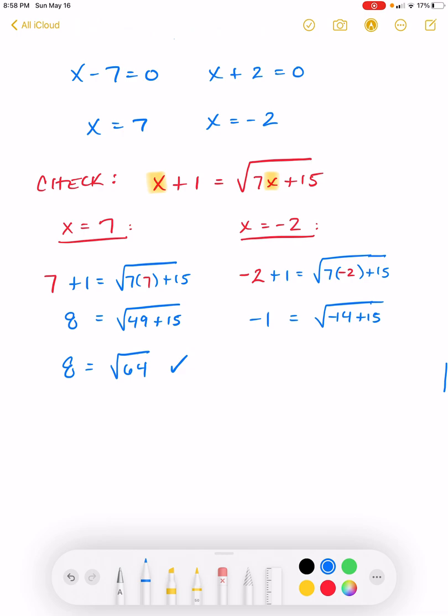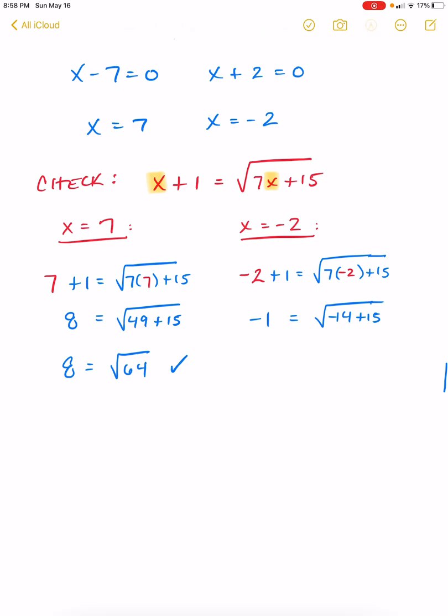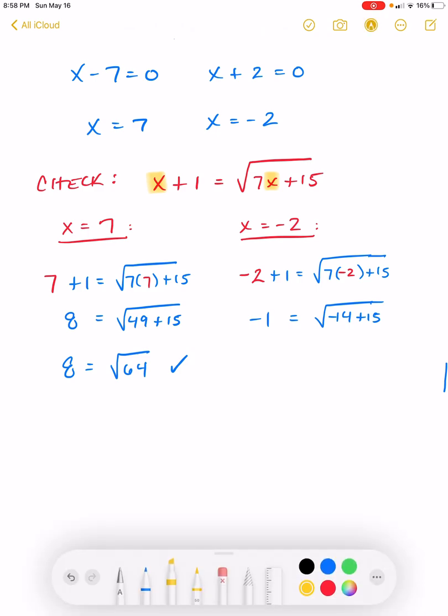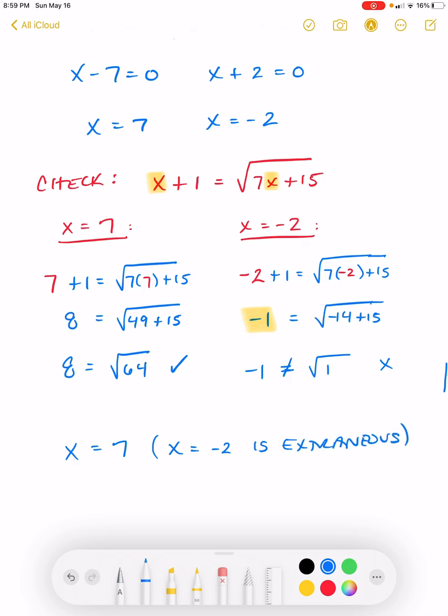And I can already tell you the problem. The problem is that when we're talking about a square root function, it is only defined for positive outputs. It's impossible to get this negative output. So negative 1 equals the square root of 1, and that is not defined for a radical function. So this one is going to be the extraneous. So for our final solution, we're going to say that x equals 7 and that x equals negative 2 is extraneous.